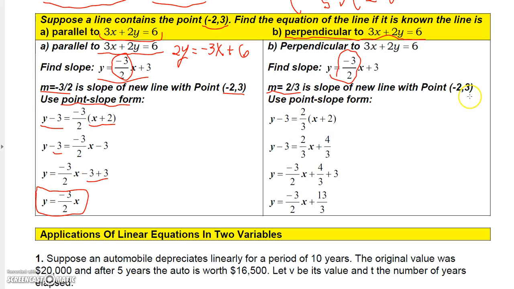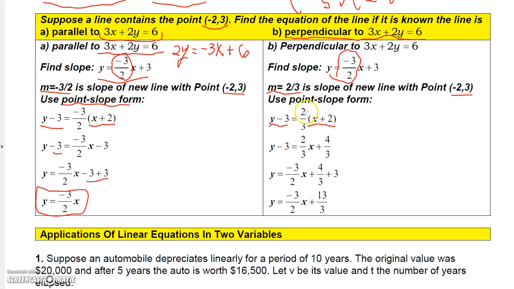And I'm still using the same point. So I want the line that has this slope and goes through this point. And then that will tell me the line that's perpendicular to that line but goes through this point. So again, I can use the point slope form, but this time I'm still using y minus 3 and x plus 2 here, but the slope this time is 2/3.